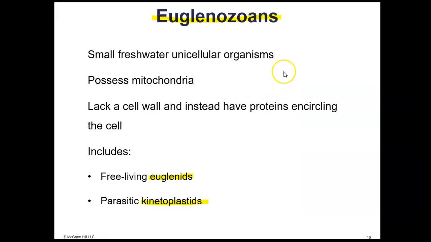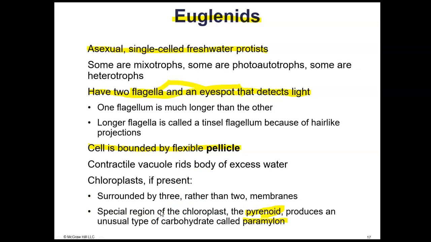Okay, now the euglenozoans are our last members of the excavata. They are small freshwater unicellular organisms. They do have a mitochondria. They lack a cell wall and just have proteins that encircle the cell. This group includes free-living euglenids, which you'll hear me call euglena, and then parasitic kinetoplastids.